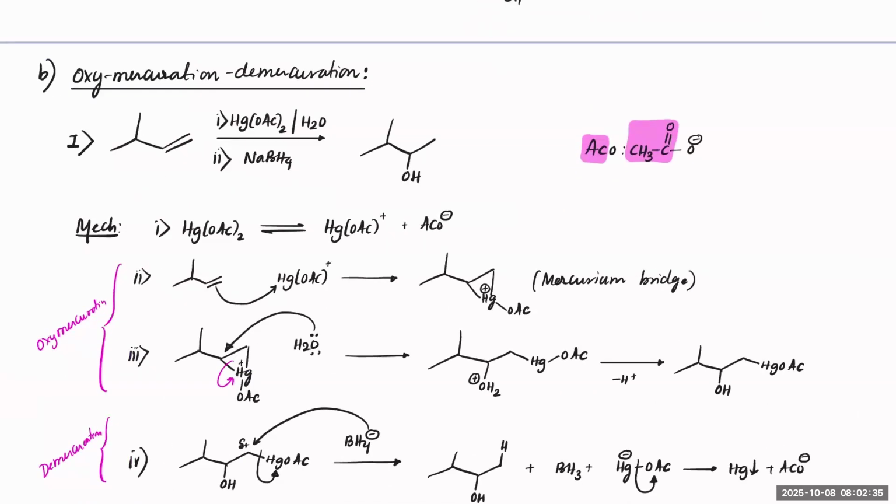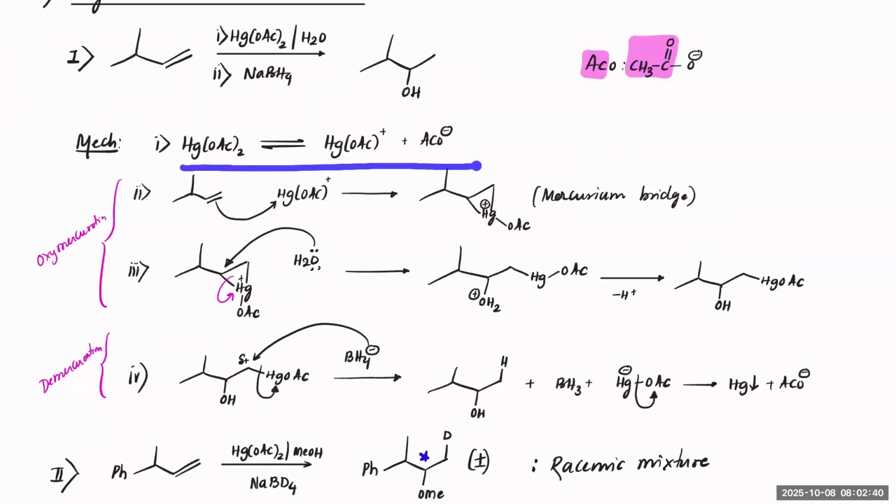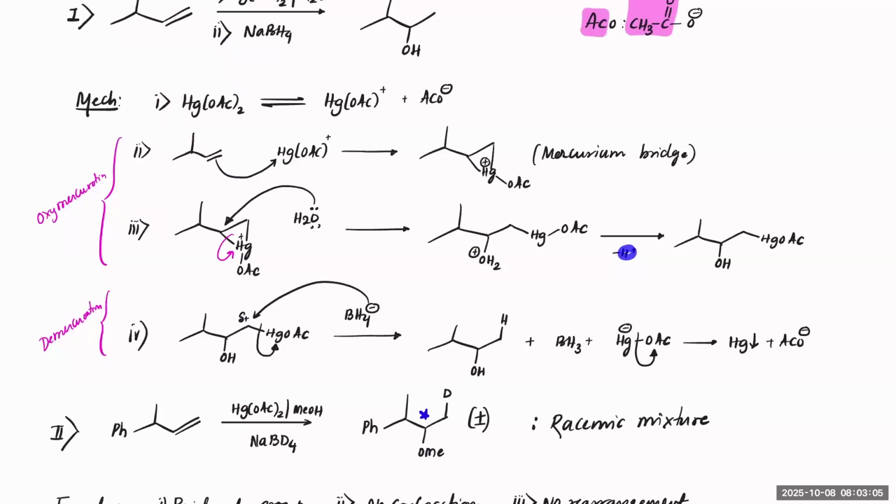Oxymercuration, demercuration. Pi bond attacks Hg plus 2. You can see first Hg(OAc)2 will exist as HgOAc plus and AcO minus. The pi bond will attack on Hg plus. So this is the mercurinium bridge that is formed. On the more substituted side, water will always attack, breaking this bond. Then this is the hydration step which is done, and H plus has been lost. A mercury containing compound will be present here. Up to this process, the first two steps are called oxymercuration.